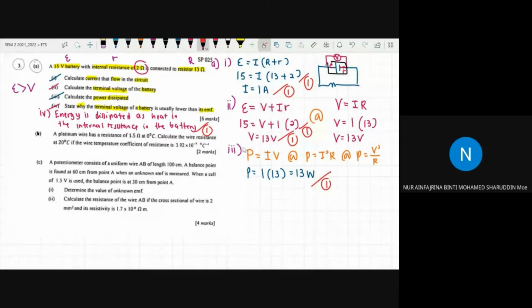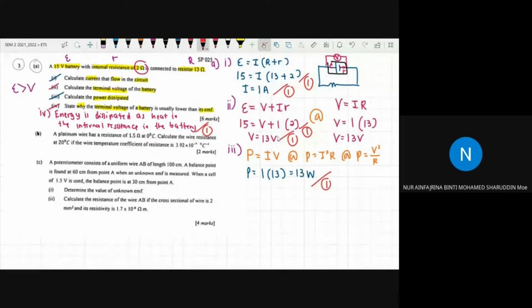Alright. Miss nak tanya, siapa dapat full marks? Okay. Siapa yang dapat full marks tekan nombor 1 di chat box. Okay. Siapa yang dapat below dan 4 marks tekan nombor 2 di chat box. Full marks tekan nombor 1, below dan 4 tekan nombor 2. Very good.